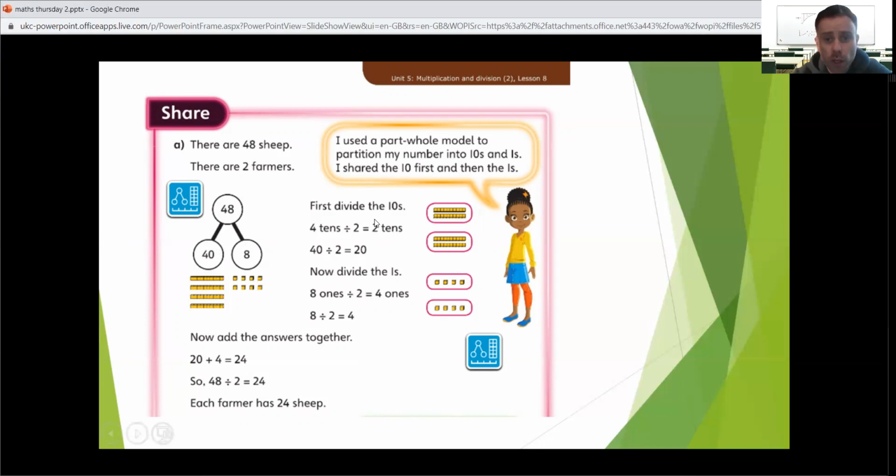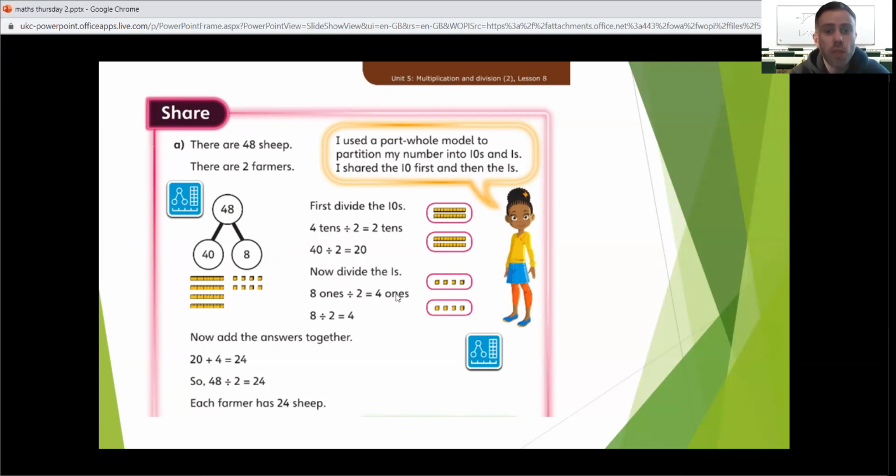So here we go. The girl is telling us she hasn't got a name. They usually give them names. Oh, what a shame. First, divide the 10s. So we've got 4 10s divided by 2, because there were 2 farmers. So that's 40 divided by 2, which is 20. And they've shown us here 20. 40 divided by 2 is 20.